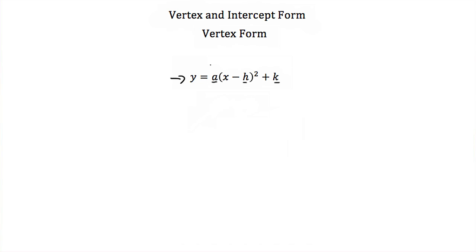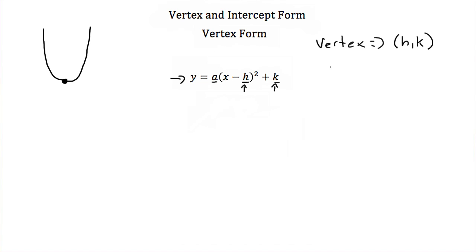Now this is called vertex form because if you remember, the graph of a quadratic equation looks like a parabola that opens either upward or downward. So if the graph of a quadratic equation looks something like this, then at this low point of our graph, we have our vertex. This is called the vertex form because our vertex is just the point (h, k). This is our x-coordinate of our vertex, and this is our y-coordinate of our vertex.